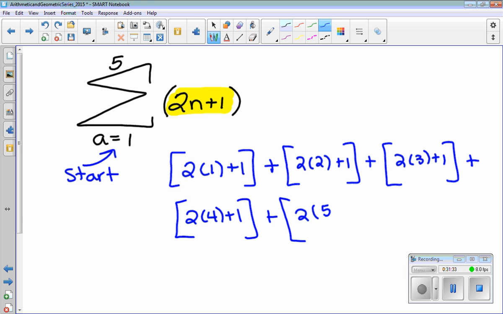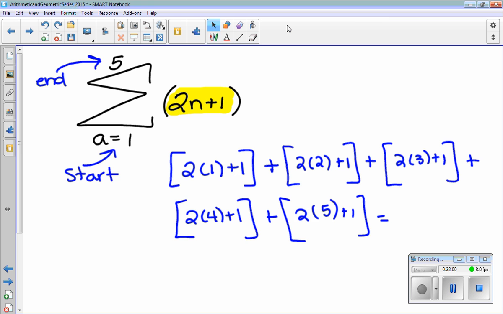Why do you think I'm going to stop at 5? Because that's the top number. This is the place where we're going to end. So the notation is we start at the bottom number and we end at the top. And all this means is I'm plugging in these numbers to the formula that's given here, and I'm adding them together. Luckily for you guys, your graphing calculator will do this very quickly for you.